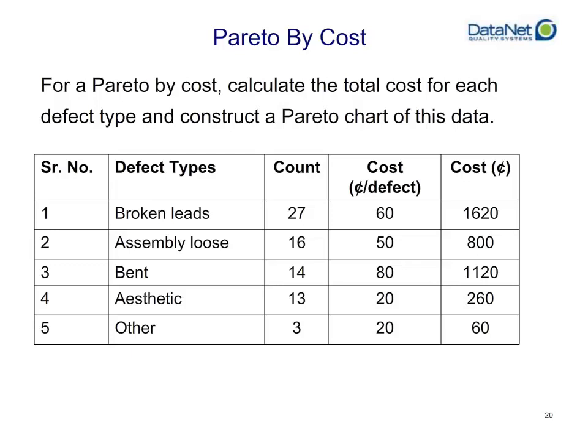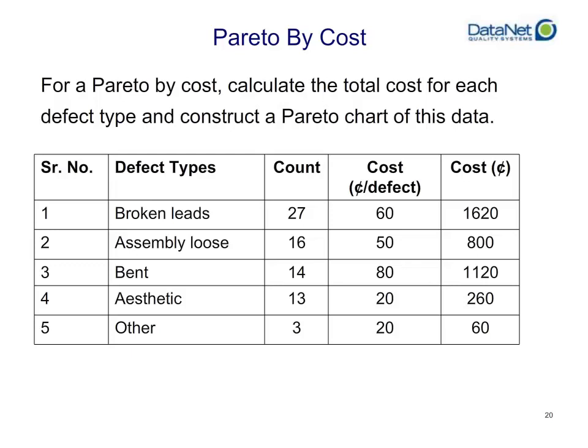So when you're doing a Pareto by cost, you have to shift your order a little bit. The first thing that you need to do is you must calculate the cost each defect type has within your process from your check sheet. So you need to count the total cost for broken leads. In this case, it's 27 instances at 60 cents per defect equals a total of $16.20 worth of cost of defect.